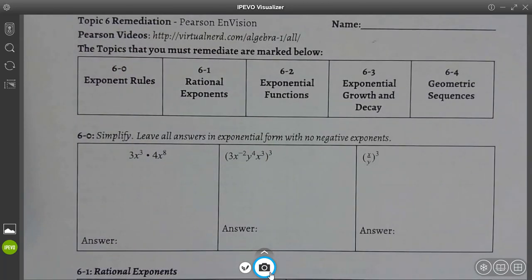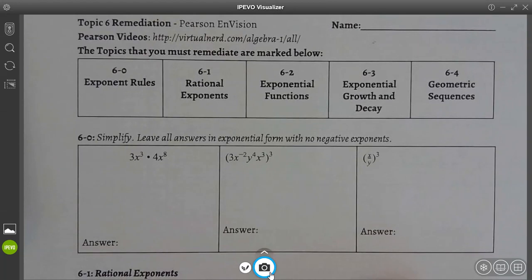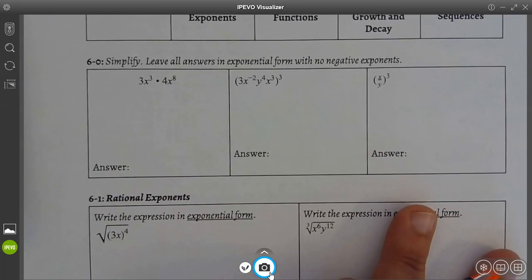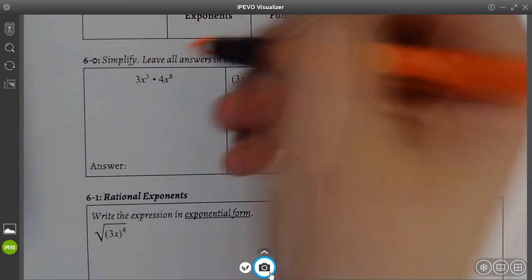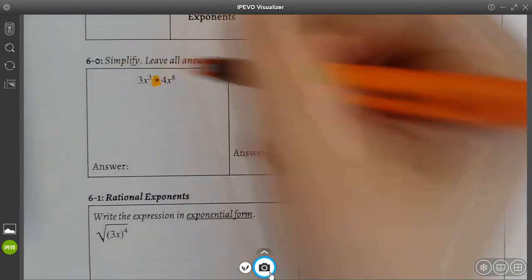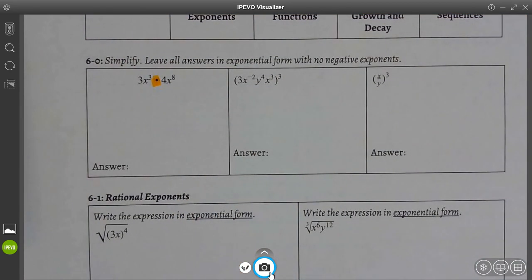Today we're doing Topic 6 for remediation, all about exponential functions. Section 6.0, our instructions are to simplify. We're going to use our exponent properties to help us do that. So the first thing for our first problem that we need to recognize is that we're multiplying two terms together.